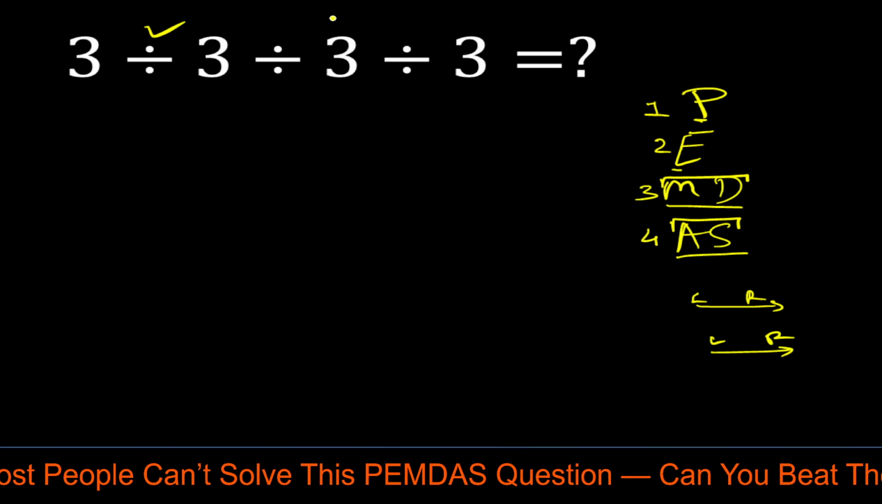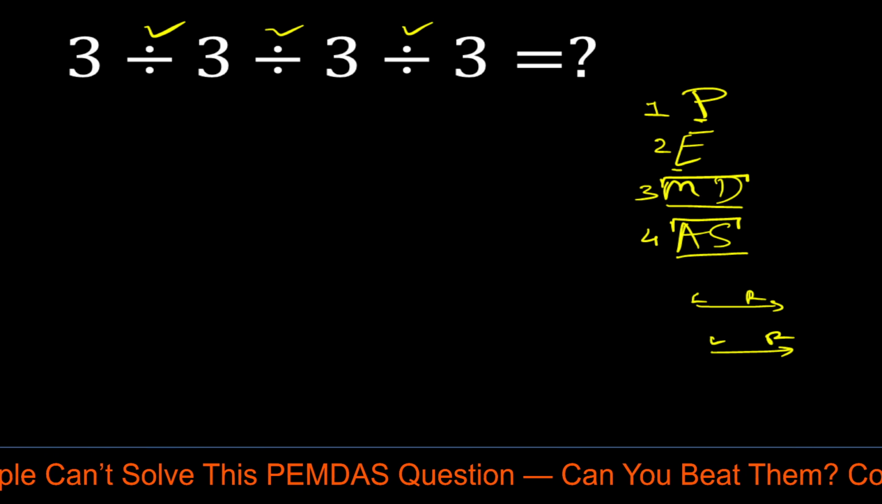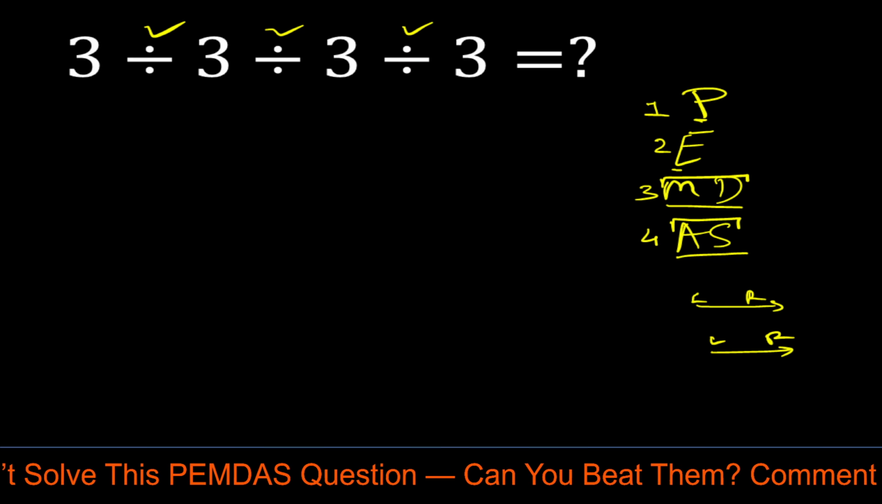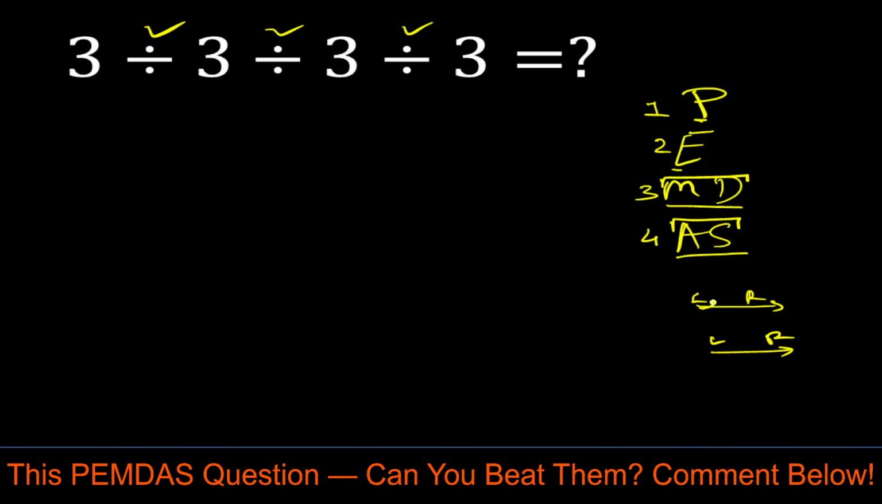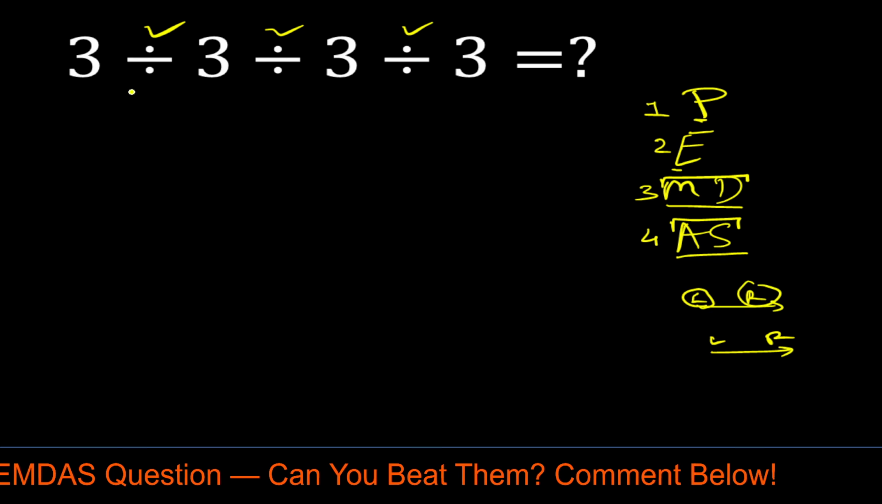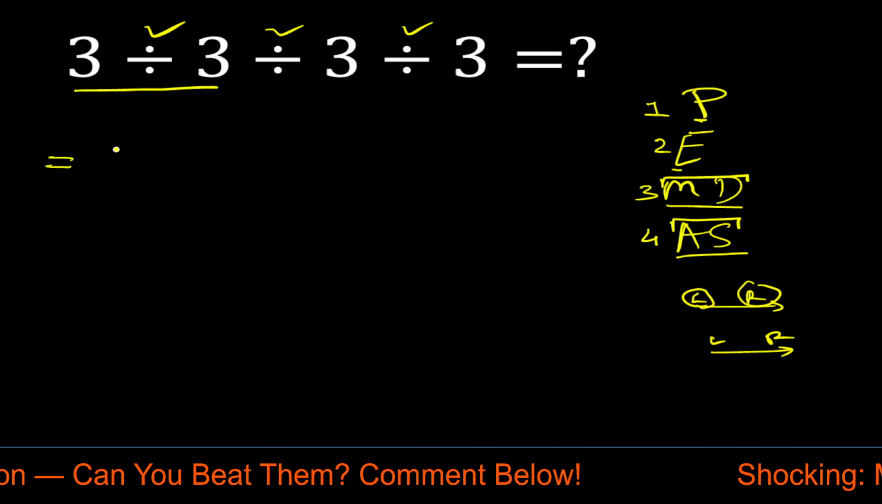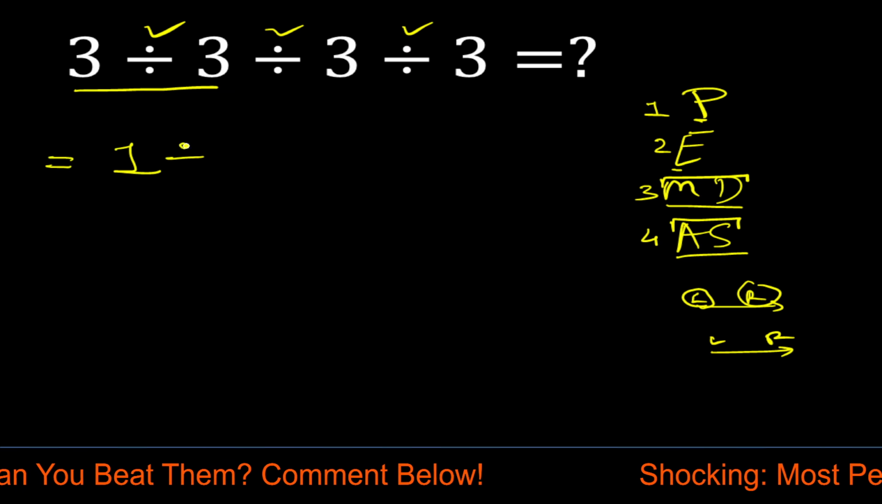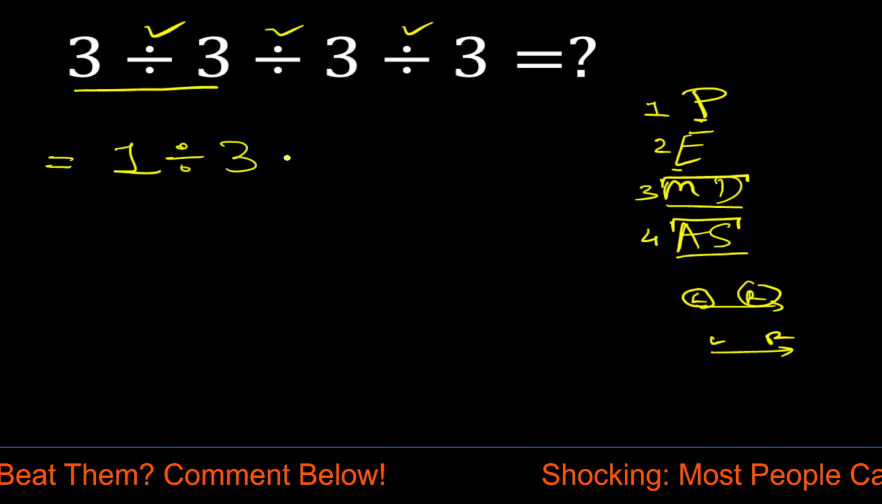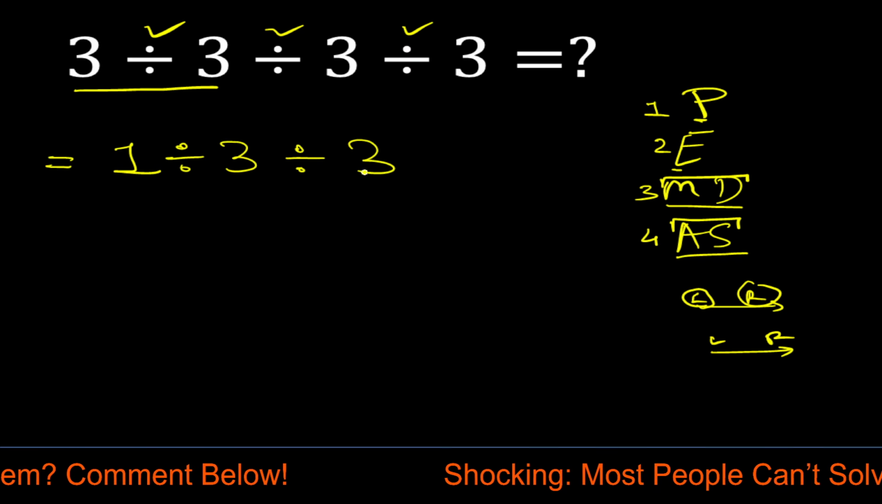So in this question, here we have division, and here division, and all have equal priority, so we have to solve it from left to right. So first we have to solve this division, right? So now 3 divided by 3 is equal to 1 divided by 3 divided by 3, right?